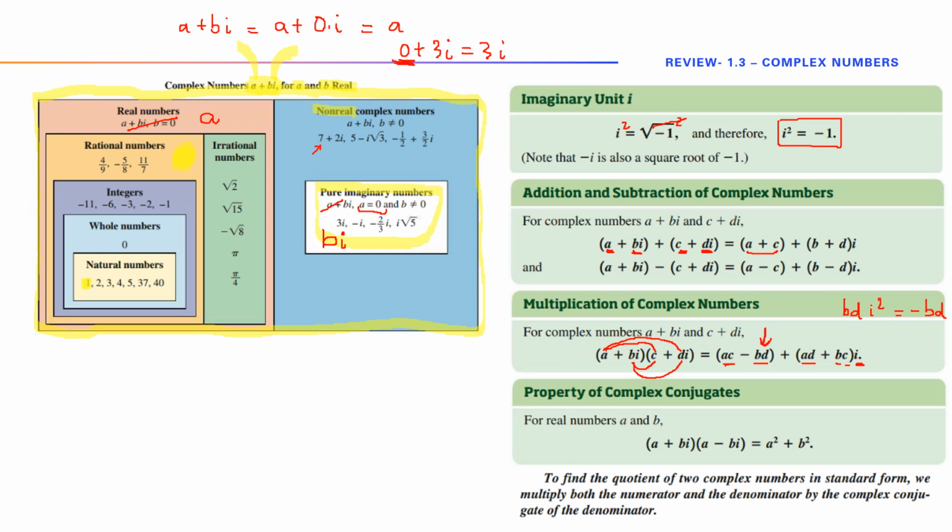Now the property of complex conjugates. For the conjugate, you see the real part is the same, and the imaginary part is the same, but the sign is opposite. So plus and minus are opposite. And the result of multiplying a number by its conjugate will always be a real number.